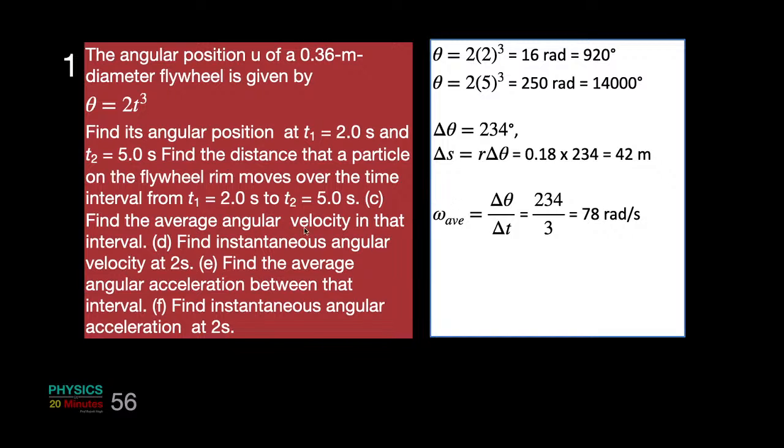The next is the average angular velocity in that interval. Average angular velocity we have seen is delta theta by delta t, which is 234 by 3, which is 78 radian per second.